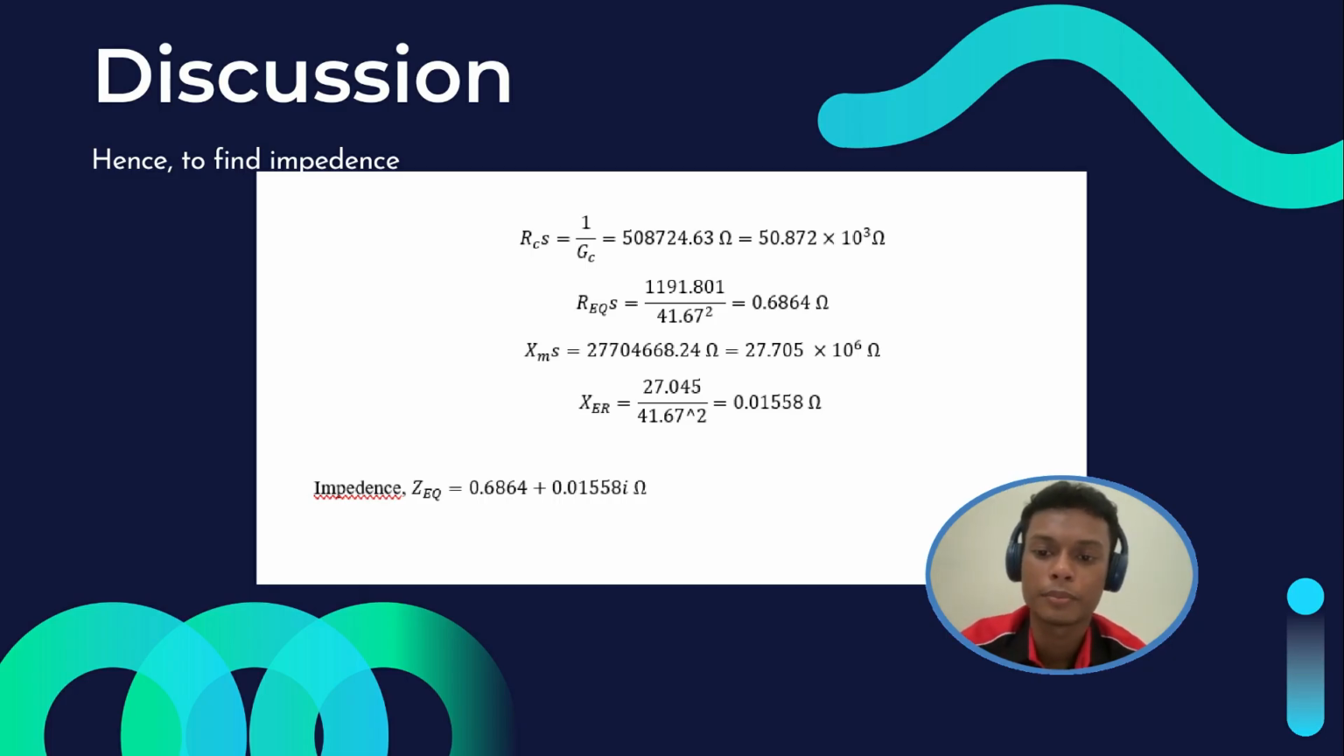Hence, to find the impedance, we are going to identify the values of R_EQ and X_EQ. So, based on the previous calculation, the value of R_EQ we get is 0.6864 ohm, and the value of X_EQ is 0.01558 ohm. Then our impedance Z_EQ is equal to 0.6864 plus j0.01558 ohm.